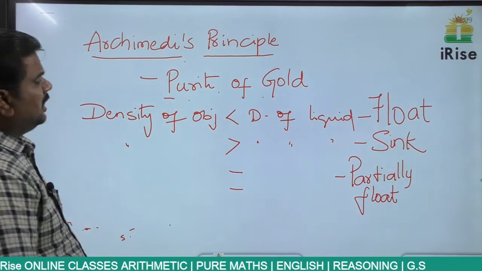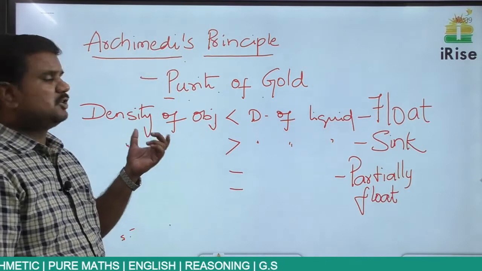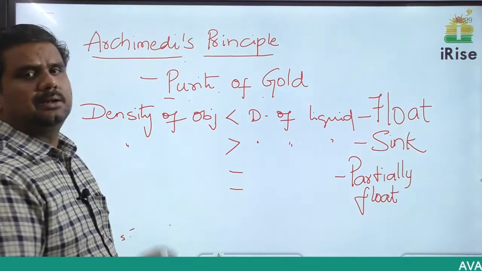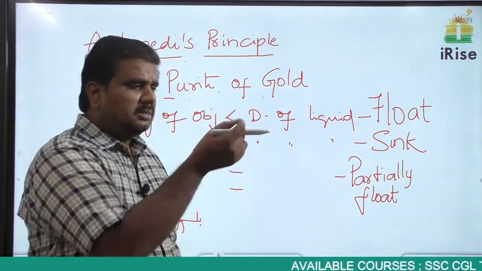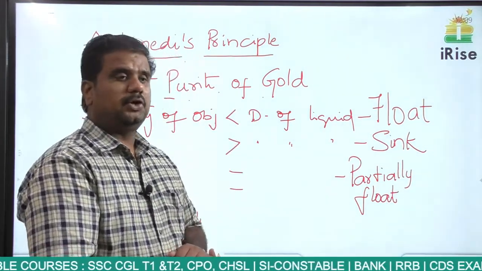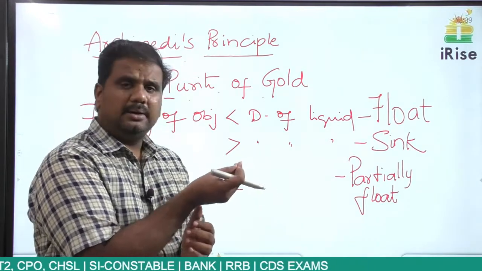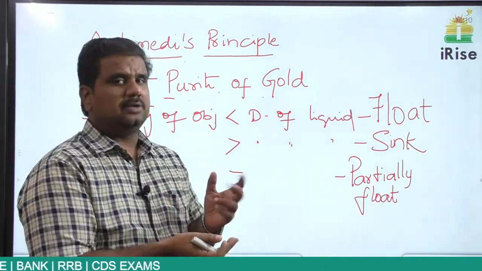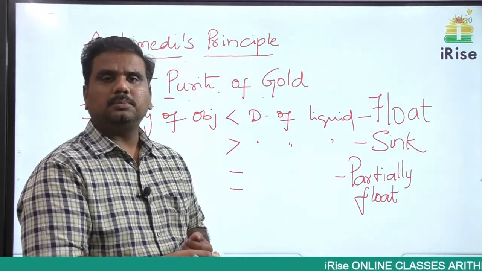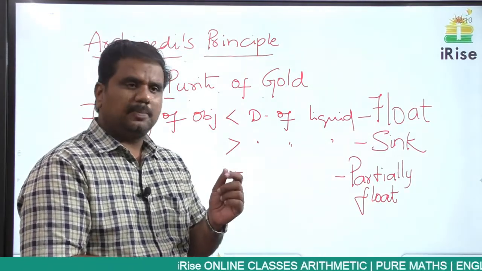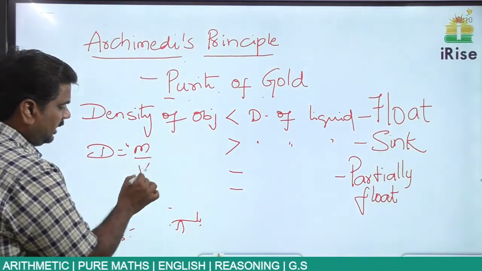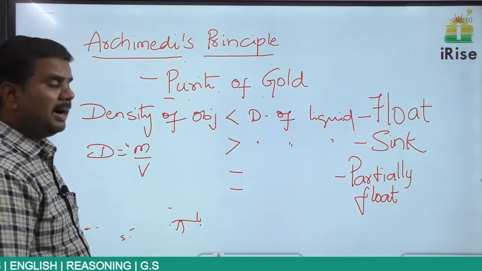So in this case, it depends upon one particular thing, the density of the liquid and the density of the object. For example, suppose you take a small iron nail. The moment you drop it in water, it immediately sinks. But if you convert that iron nail into a very thin foil, the moment you drop it in water, it starts floating. In that case, it depends upon the density. What is density? Density equals mass by volume.